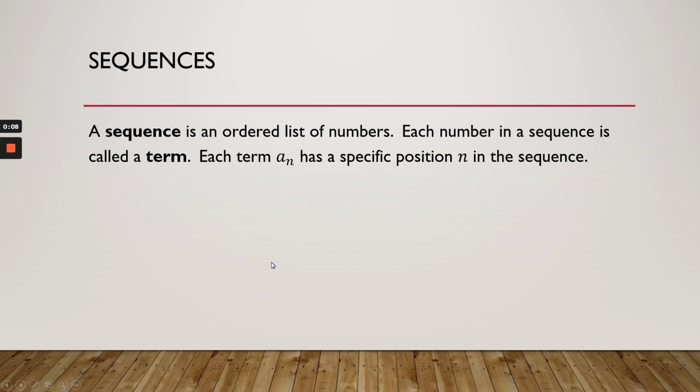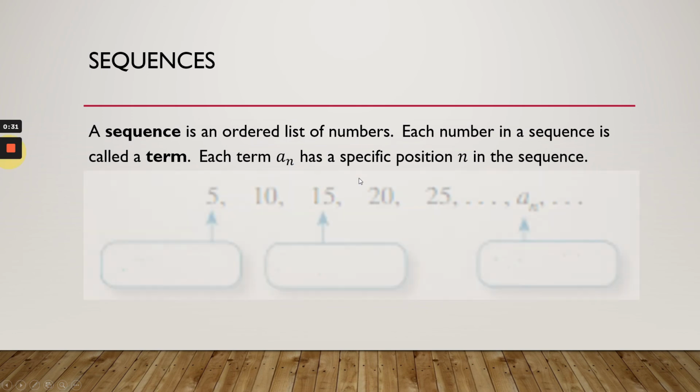So a sequence is just an ordered list of numbers. Each number in the sequence is called a term. And each term, a of n, has a specific position n in the sequence. So in that notation that you can see right there, where we have a and then as a subscript the n, n is always going to tell us which term number it is.